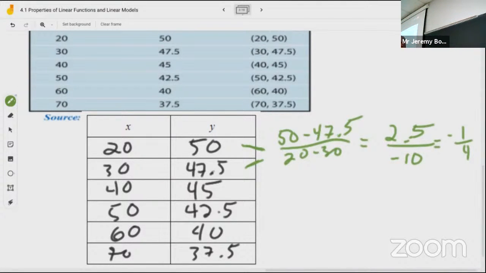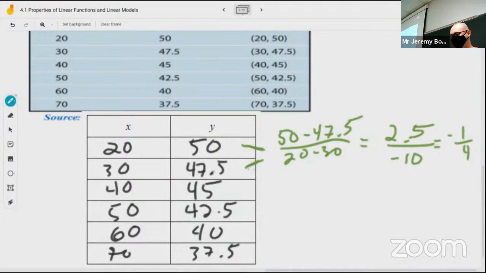So for all, let's start it again. For this to be a linear function, or represented as a linear function, we need all the slopes to be negative 1/4. If any of them is any different, then it's not a linear function. So if we do the next one and it's not negative 1/4, we can stop right there and say no, it's not. So let's continue on and see.